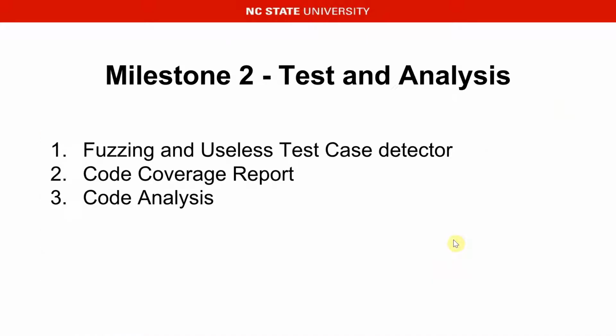Now, in the test and analysis stage, consider a developer checking in code and test cases for the code. We created a fuzzer that would fuzz this code and run the test cases against it. If it passes, the test cases don't work, and we created a tool that determines these useless test cases. It was implemented just for the iTrust app.